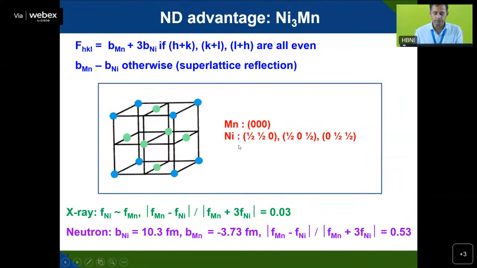Similarly, you can see this is another example, the Ni3Mn structure. You can see here in X-ray this difference is very, very low, so you will not be able to see the superlattice reflection.